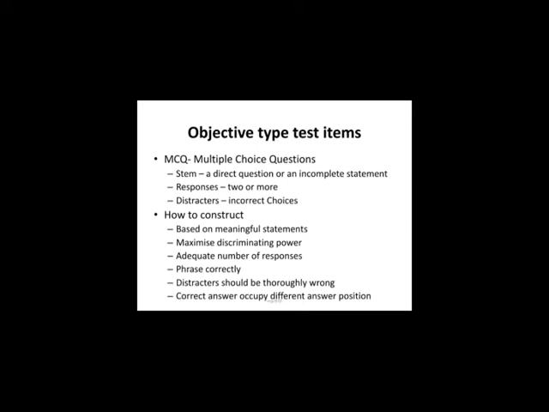The phrasing of the stem is very important as far as MCQ is concerned. It should be simple and unambiguous. Any confusion should be avoided in the item, and it should be very clear. Clarity is another thing that we have to look into in the phrasing of MCQ stems.